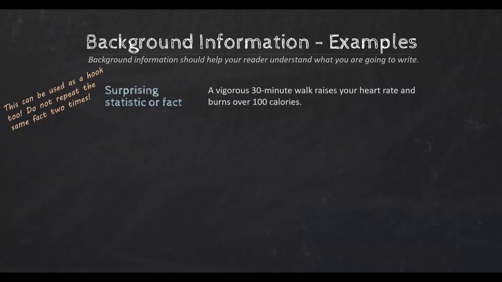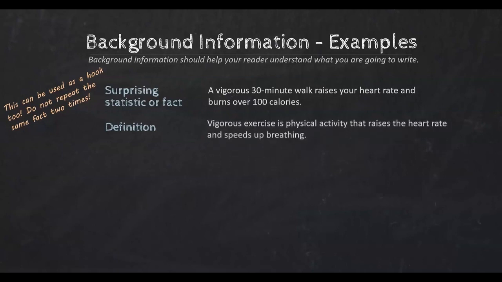Remember, a surprising statistic or fact can also be used as your hook. It's okay if you use a fact or statistic as both your hook and background information, as long as those two facts are different. Another type of background information is a definition about a word that readers might not know. For example, vigorous exercise is physical activity that raises the heart rate and speeds up breathing. When you use a definition, just be sure that it's for a word that readers need to know to understand your topic, and also that the word is at least a little difficult. There's no reason to include a definition for easy words that everybody already knows.